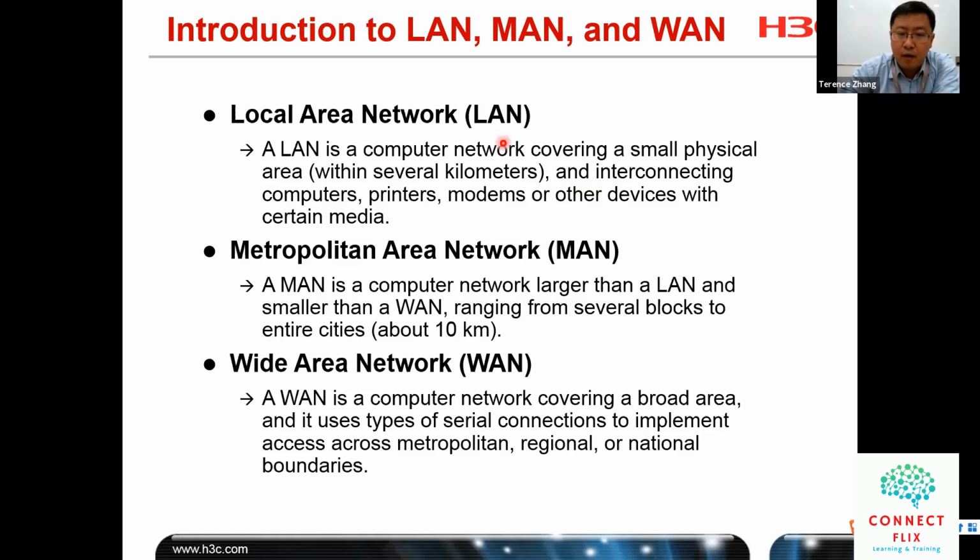LAN is the smallest scale of these three networks, only within several kilometers, maybe much smaller. For example, if you're in college, your dormitory is a little LAN, right? Your teaching building could be a little LAN. The scale is much smaller than the next two, MAN and WAN. For MAN, it's about 10 kilometers. WAN, as we know, can cover a very large scale, for example from country to country or from province to province. So this is the first method, sorting the network by its scale.